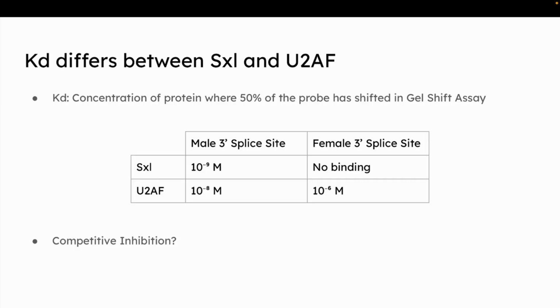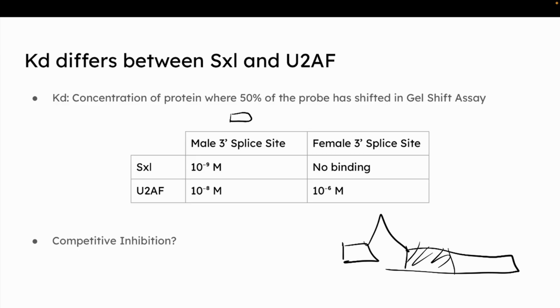And what they found was that the male 3' splice site, remember, this is exon 2, or maybe I should have this diagram here. This is the male splice, this is the female splice. This is exon 1, exon 2, exon 3. The male splice site is right here. Let's take a look at this. You only need 10 to the negative 9 molar of Sex lethal to get half of the shift, right?